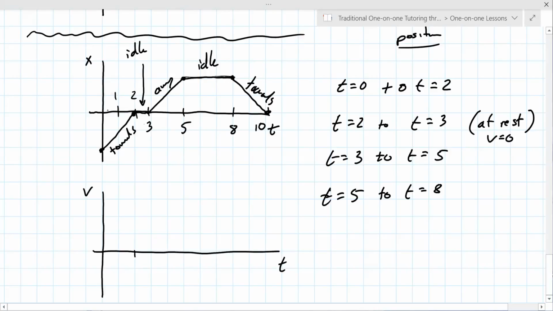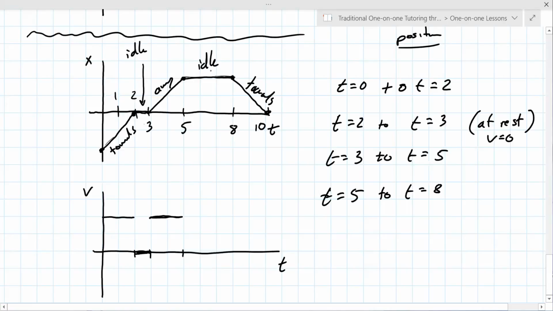So from t equals 0 to t equals 2, you're going towards the origin. But what is the slope of this line? Is it positive or negative? Positive, right? Rise over run. It's going up and then over. So it's up here somewhere, we'll say. What's the slope of this line from 2 to 3? 0. So it's right there. What's the slope of this line from 3 to 5? Positive. And it's the same as the other one, so we can use that.